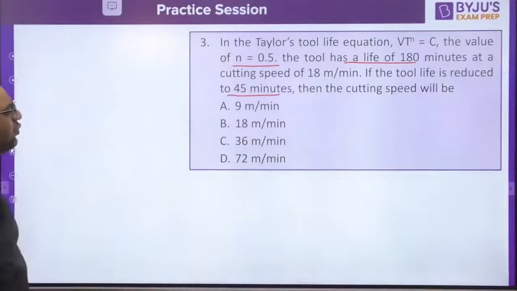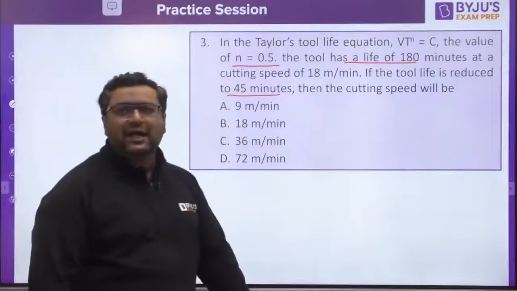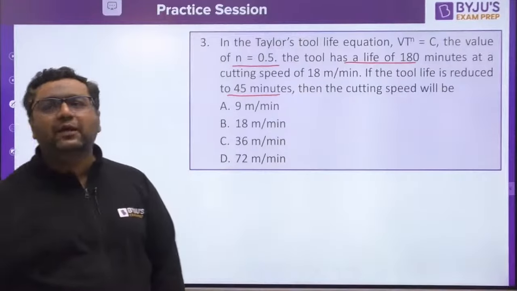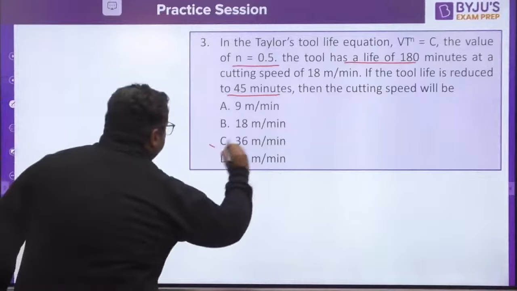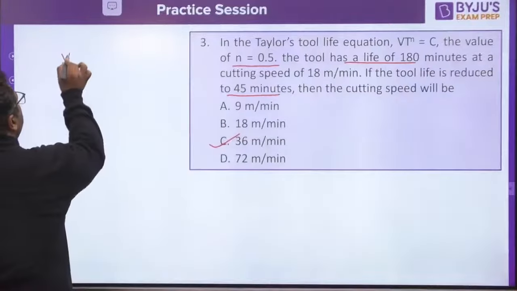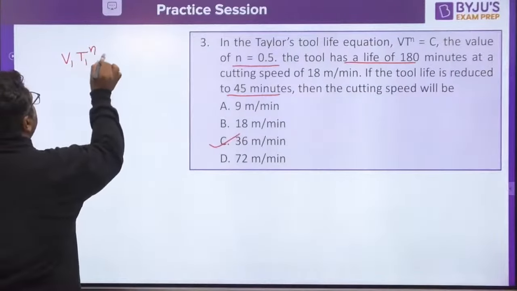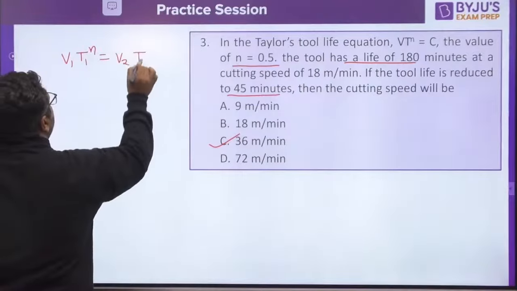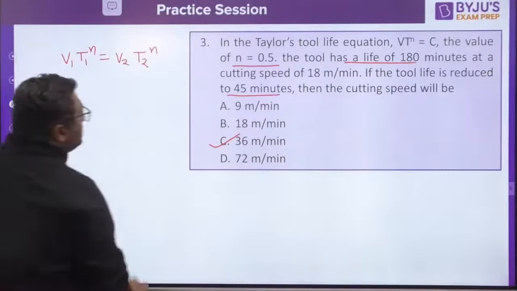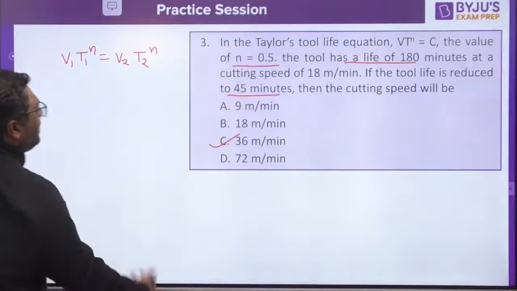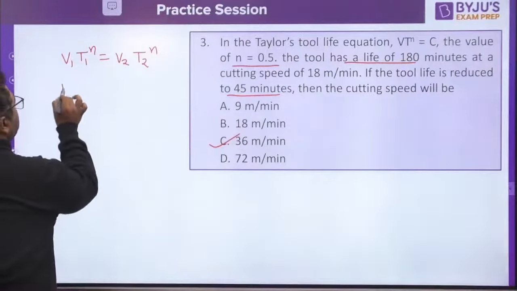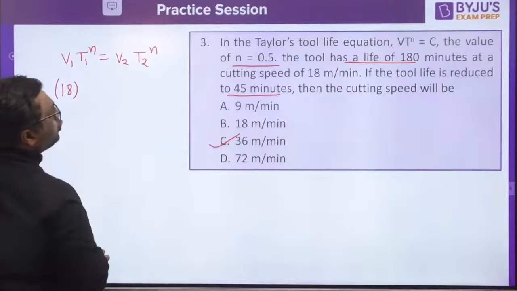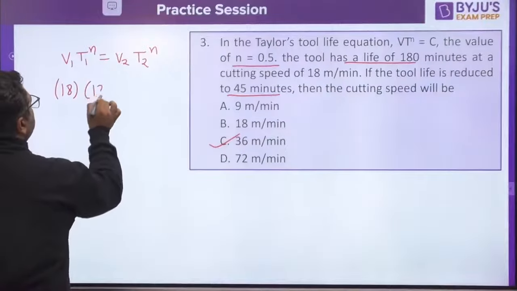So dear, when we are talking about this, many students are saying the answer is C: Ankit Tripathi, Gaurav and Rohan. And dear, the answer is correct. C is correct. So you would do it in the same manner: V1 T1 to the power n equals V2 T2 to the power n. Dear, for some students things sometimes take time, so don't panic. This is 18. Tool life is 180 minutes.